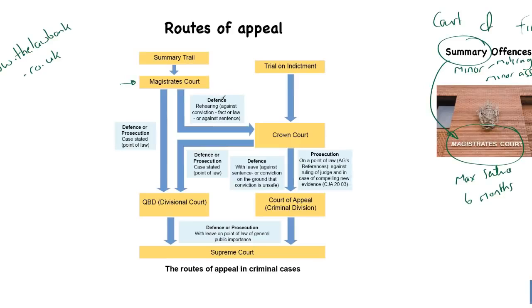The defence, however, can ask for a rehearing either against conviction or against a sentence to the Crown Court. So the defence can ask to go up 1 level to the Crown Court if it's on conviction or sentence. The defence or the prosecution can go direct to the Queen's Bench Division if it's on a point of law, if they think that they've got the law wrong.